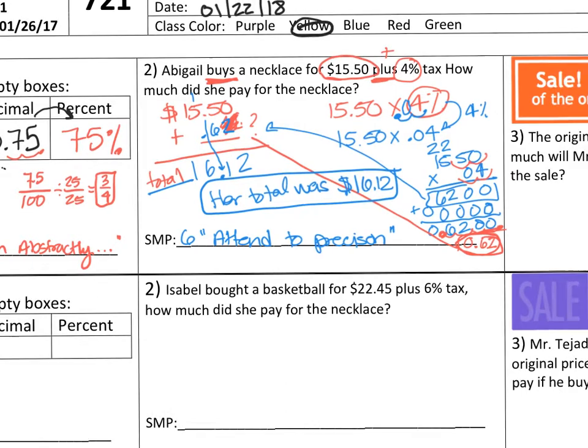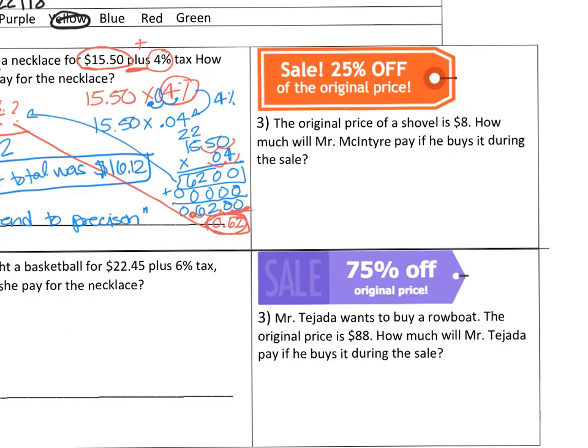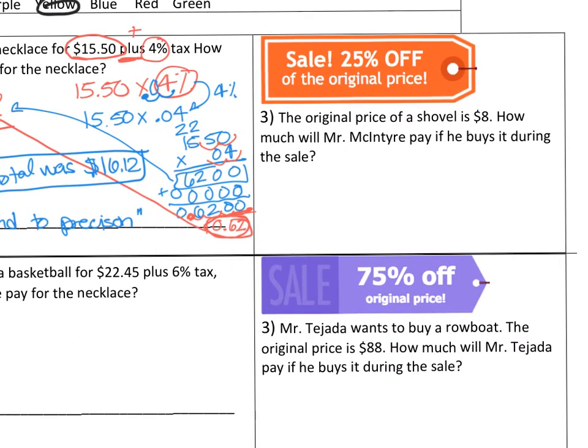Now let's look at number 3. It says the original price of a shovel is $8. So let's annotate. The original price of the shovel is $8. How much will Mr. McIntyre pay if he buys it during the sale? Ooh, so this is going to be a discount. And when there's a discount, you know it's going to be subtraction at some point. So keep that in mind. Discount means subtraction. So the shovel costs $8, okay?